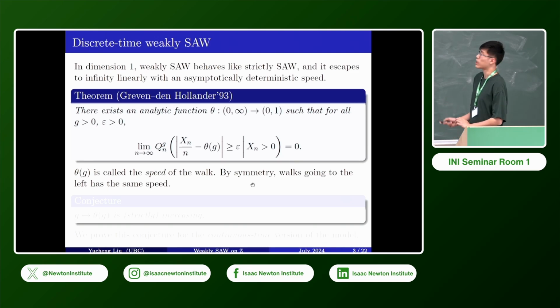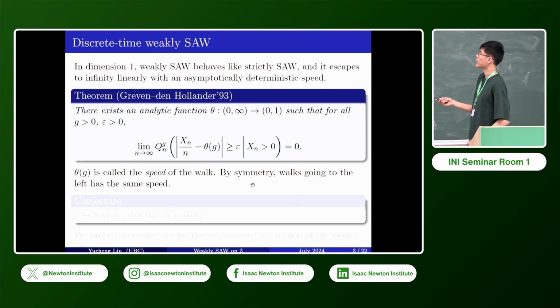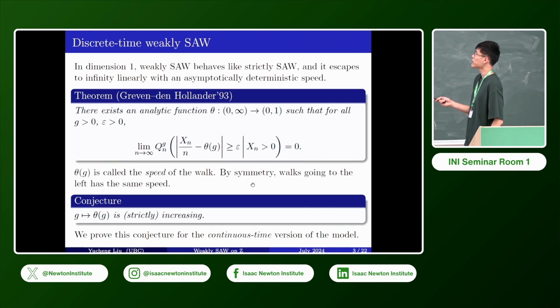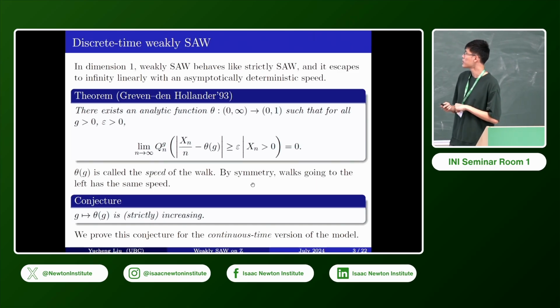And this theta of g is between 0 and 1. So this theta of g is the speed of the walk, and of course by symmetry, going to the left they also have the same speed. And the long-standing conjecture is that this theta of g should be strictly increasing in the parameter g. In some sense, if you have more repelling of your walk, the walk should go away from the origin faster, but this is not known.